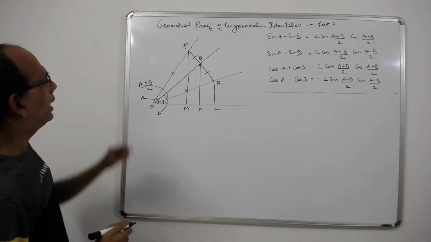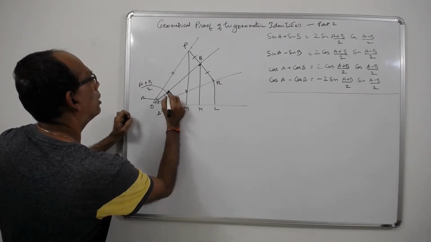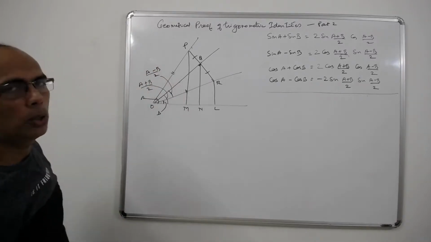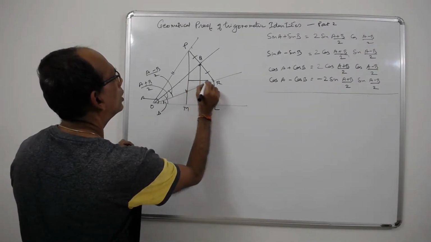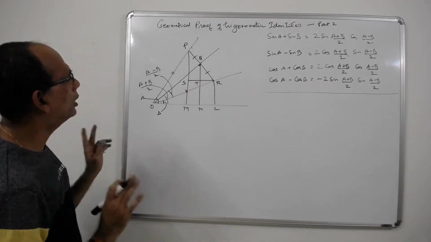So we have (A minus B) upon 2 as this small one here, till here. We have (A plus B) upon 2. So all the angles are in place. There's still more construction left. We just want to do like this. So let's call it S and T. Fine. Okay, now it's ready.